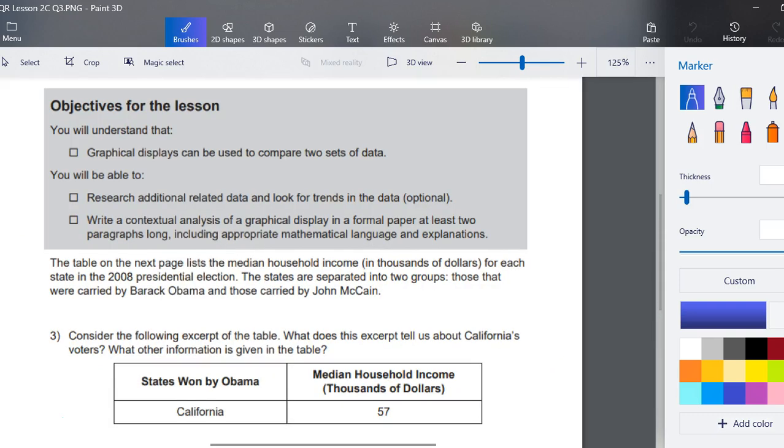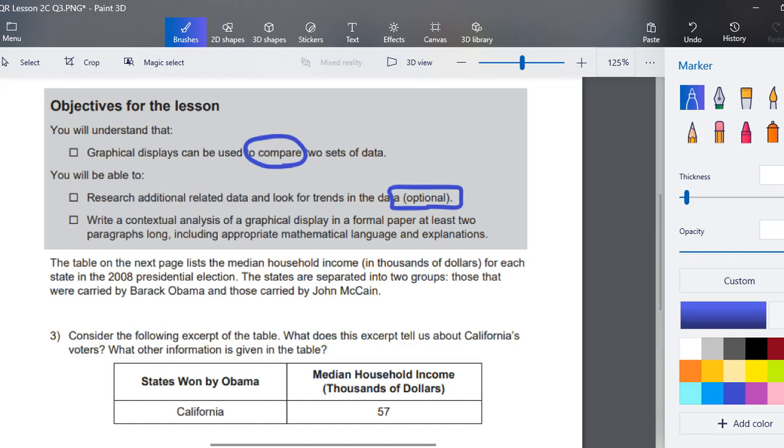So walk through and underline some of the objectives with me. Graphical displays can be used to compare two sets of data. Research additional related data. Well, this is optional. If anything we do this semester piques your interest, please go look up more and pursue more information. I know that happened a lot of times in class, especially this last semester. Students would say, wow, that's cool, and then they would take off and go look at it more.